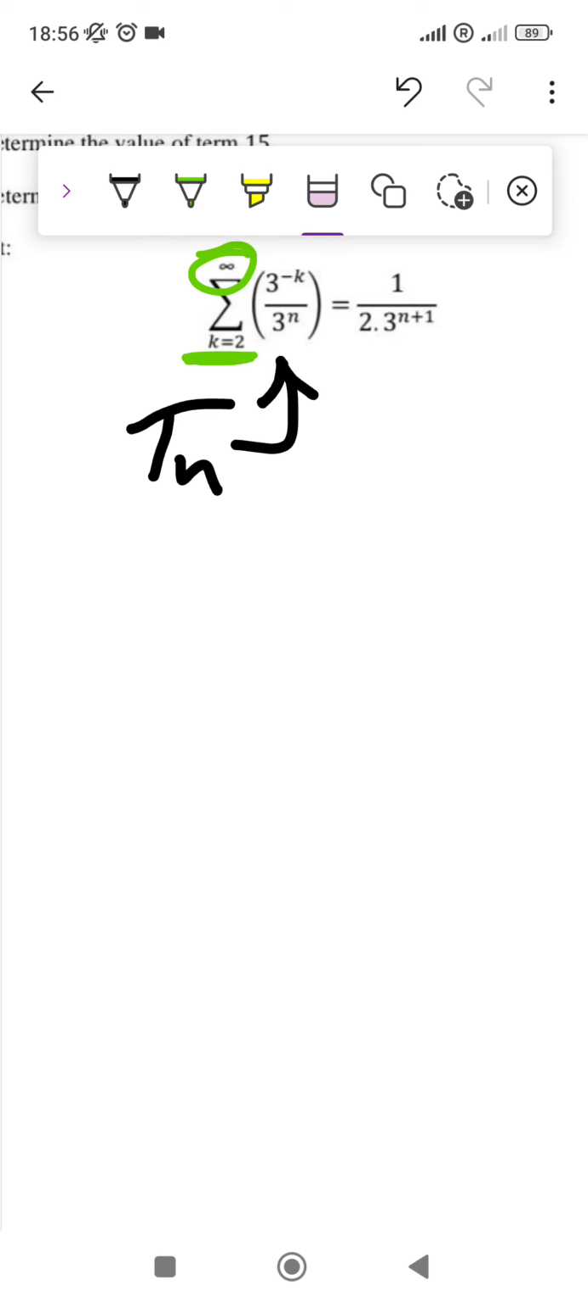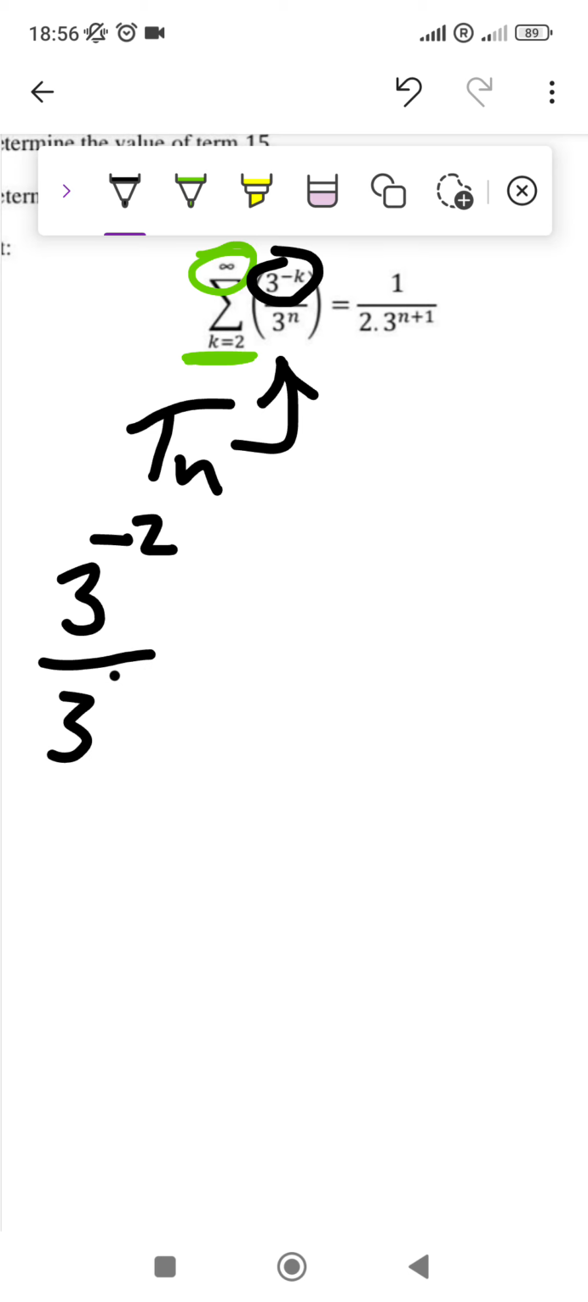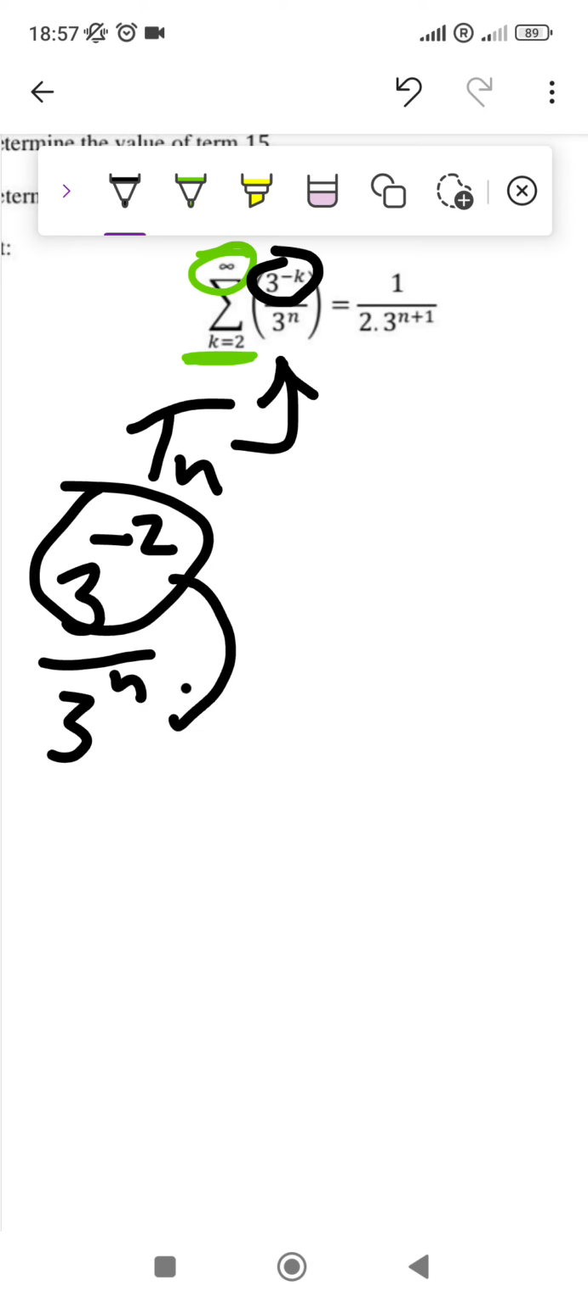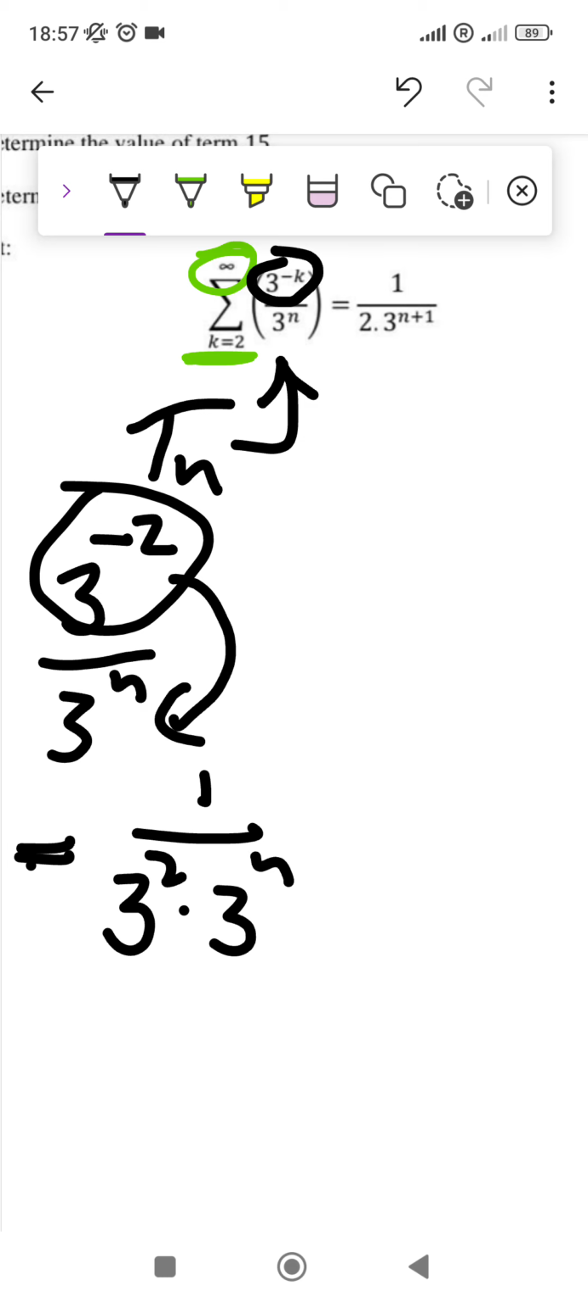All right, so our first term, if we want to express this out as our series, let's put the k value, which is 2, into this equation over here. So this will be 3 to the power of -2 divided by 3n. We can leave it like that. That can simplify though, because we don't like negative exponents, so this thing can go to the bottom. So this would look like 1 divided by 3 squared times 3 to the power of n. That would be our first term.